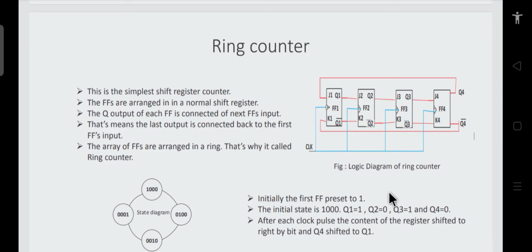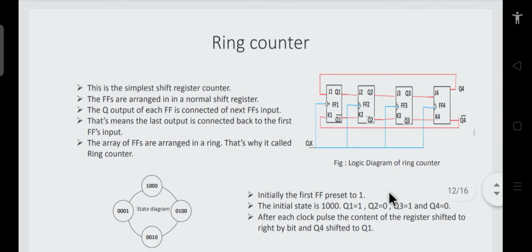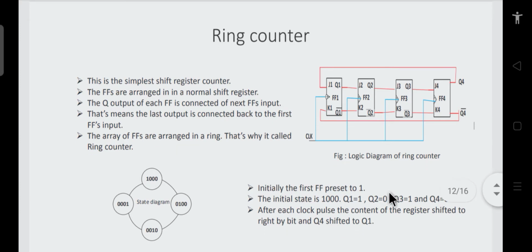The flip-flops are arranged as we have discussed. The Q output of each flip-flop is connected to the next flip-flop, and the last output is connected back to the first flip-flop. So the array of flip-flops is arranged in a ring fashion. That is why it is called a ring counter.